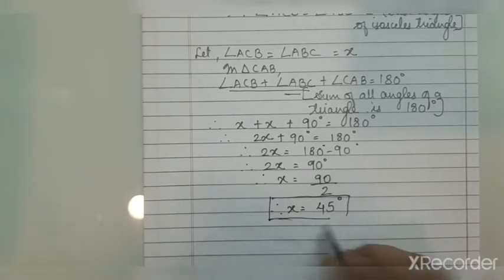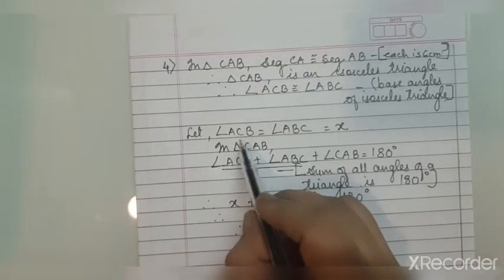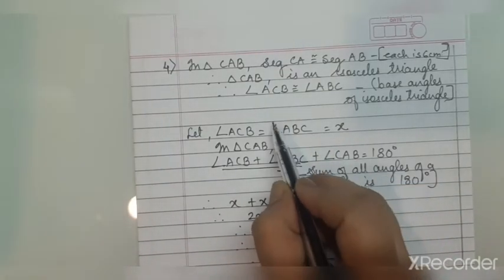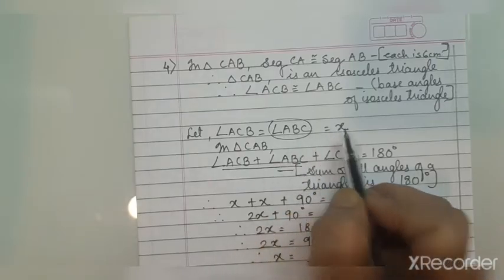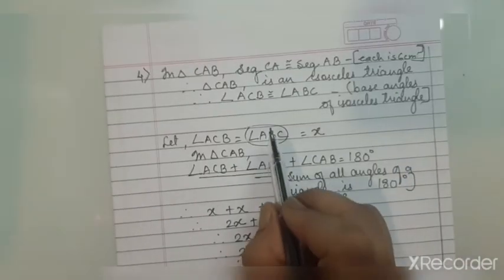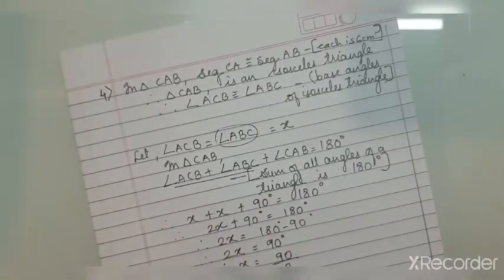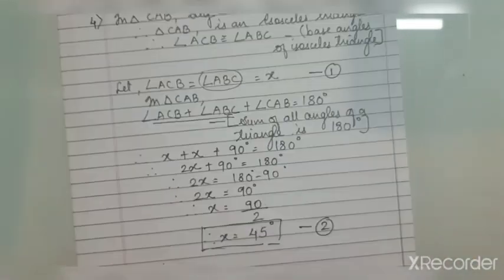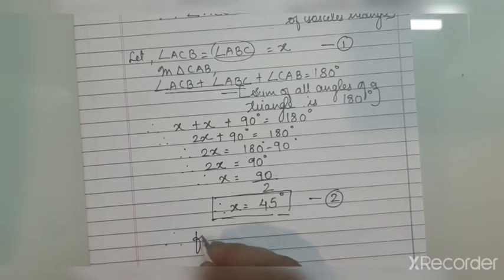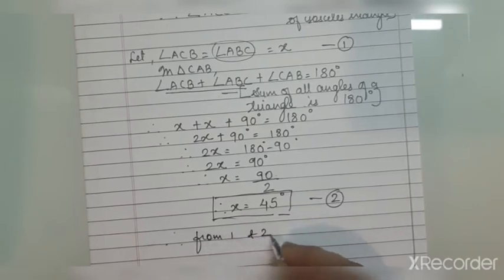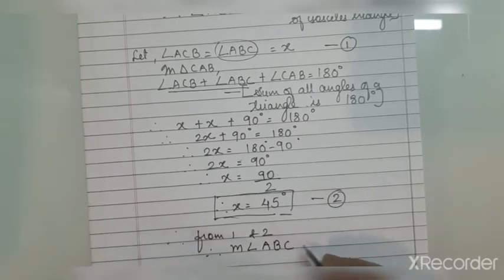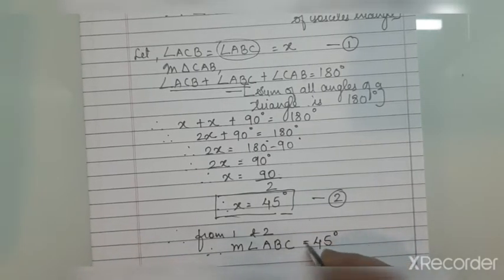Okay. Now what is x? What did we consider x as? Angle ACB and angle ABC. Okay, but what have they asked us to find? They have asked us only ABC. So whatever x value we found, that is also the measure of angle ABC. So we will write, therefore, maybe you can give this as statement 1, you can give this as statement 2. So from 1 and 2, we can write measure angle ABC is equal to 45 degree.